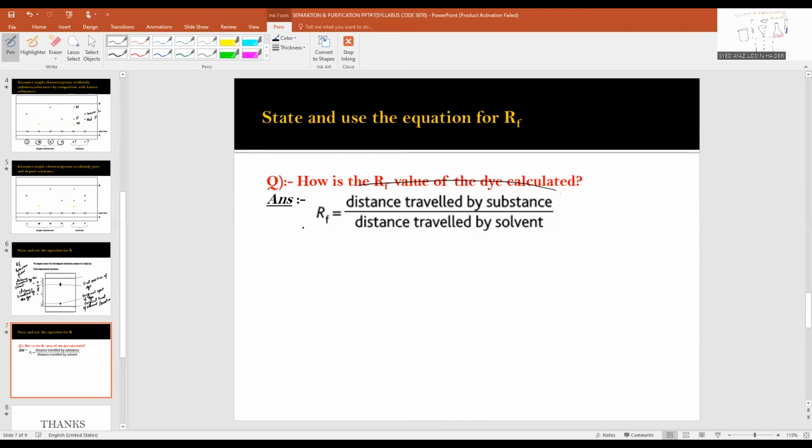We use this formula: RF is equal to distance traveled by substance divided by distance traveled by solvent. Therefore, RF or retention factor for this chromatogram can be calculated as Y divided by X plus Y. You can easily calculate. There won't be any unit for RF value obtained.